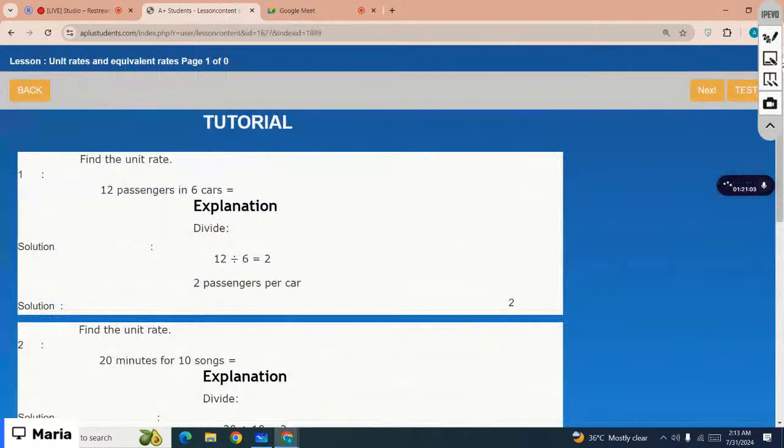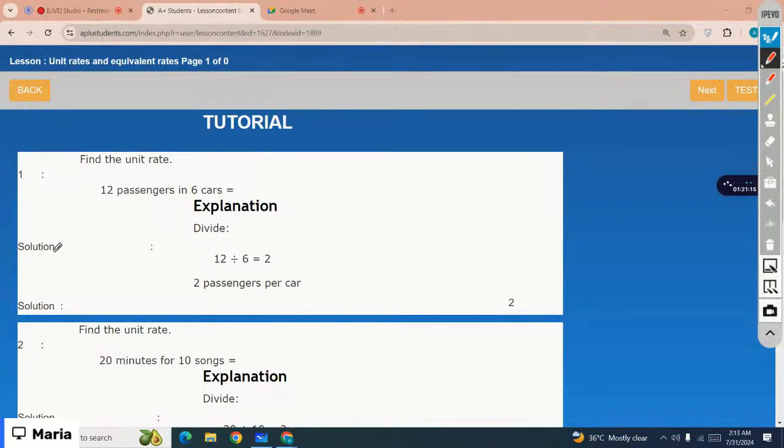Find the unit rate. So unit rate means you need to find the value rate of the one thing. For example, the first one is find the unit rate. You are given 12 passengers in 6 cars. You have to find how many passengers in one car, right? So you have to divide 12 by 6. So when you divide 12 by 6, you have the answer 2. That means you have 2 passengers in one car, right?